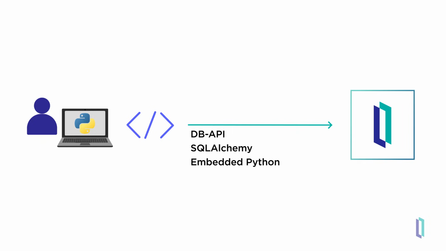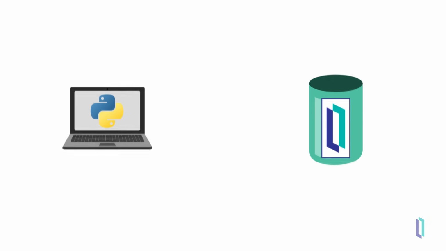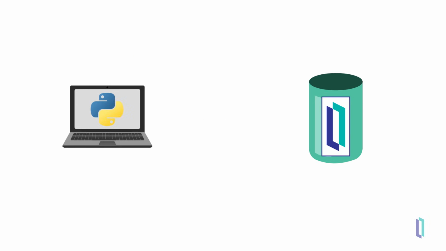If you're a Python developer, you can work with InterSystems IRIS in several ways. You can connect from an external Python application using familiar tools like DB API and SQL Alchemy, or use Python directly within InterSystems IRIS with embedded Python. This video focuses on a familiar starting point for Python developers, connecting a local Python application to a backend database.